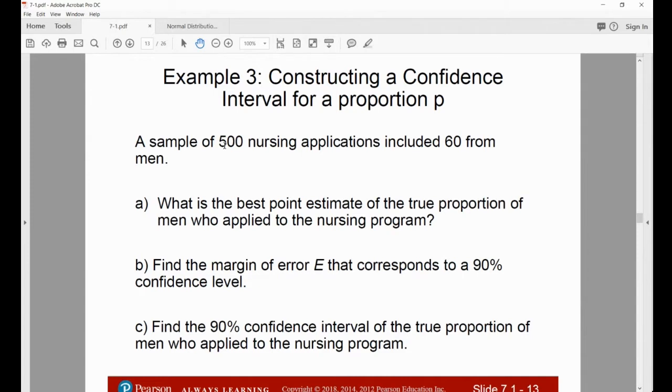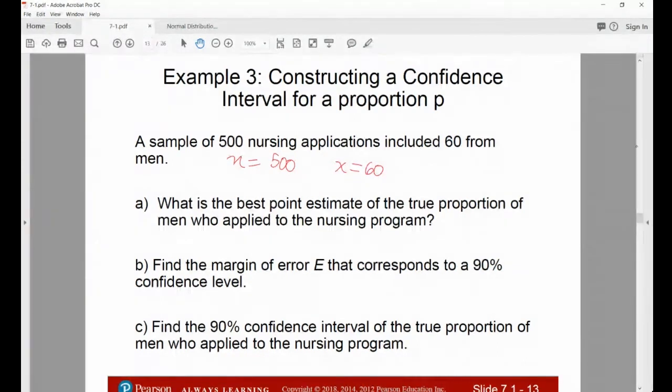So in this example, what's the sample size N? 500. And what will be considered the success? What is what we are analyzing in this problem? That will be the number of successes. So the success will be men in nursing. Okay, very good. So X is 60, the number of successes, and the success is that the application is from a man.